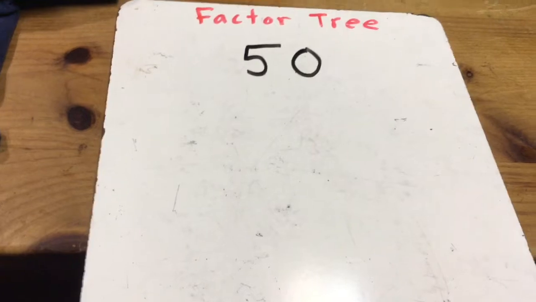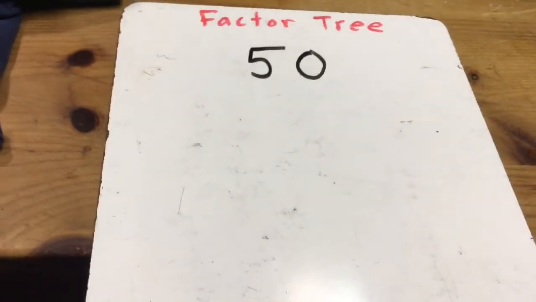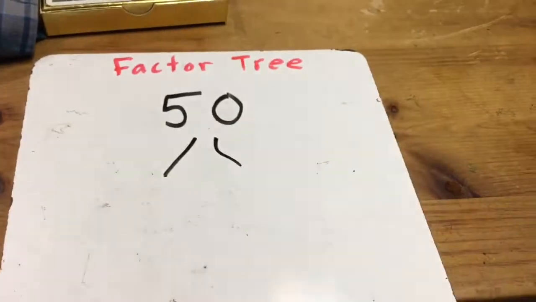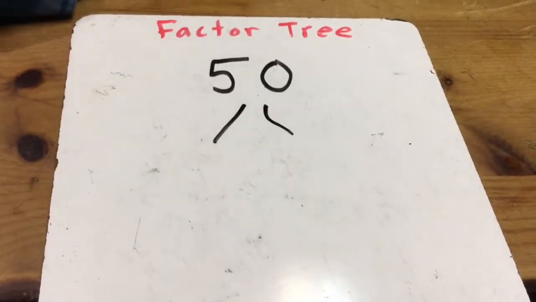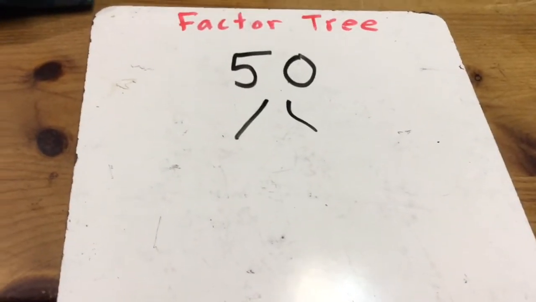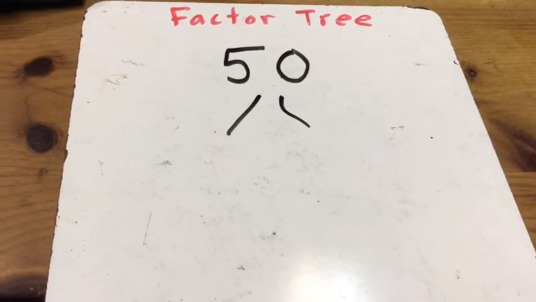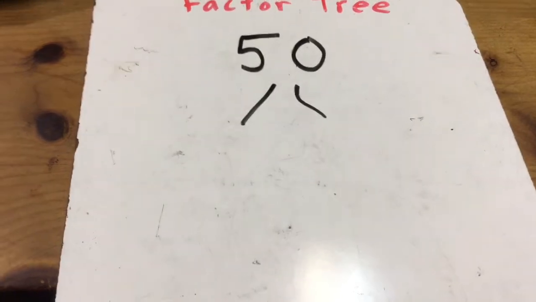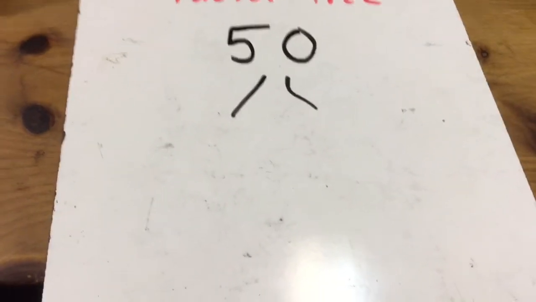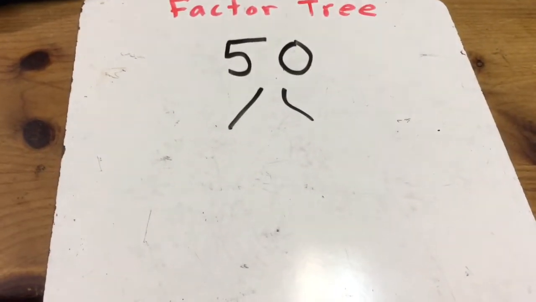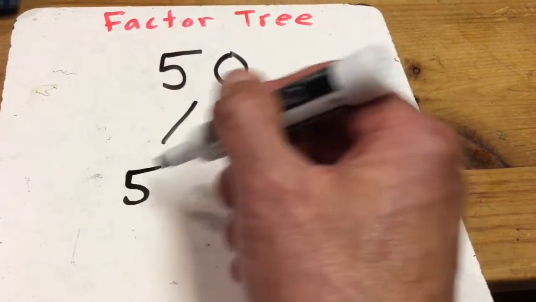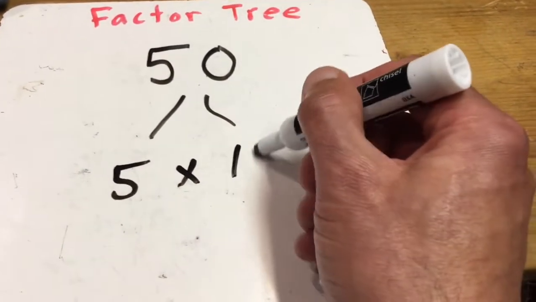Okie doke. Last practice. 50, huh? How am I going to split 50? Well, there's a couple ways to make 50. It doesn't matter where you start because your ending is going to be the same. I'm going to make 50 by taking 5 times 10. I could do 10 times 5. I could do 25 times 2. I'm going to do 5 times 10.